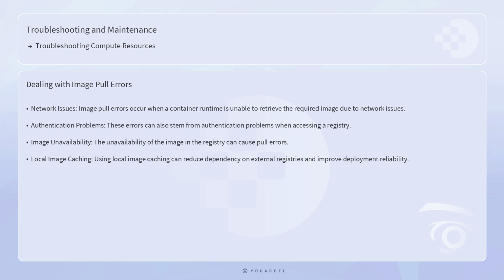Image pull errors occur when a container runtime, such as Docker, is unable to retrieve the required image from a registry. This can be due to network issues, authentication problems, or the unavailability of the image. Ensuring that the container registry is accessible and that appropriate credentials are provided can help resolve these issues. Additionally, using local image caching can reduce the dependency on external registries and improve deployment reliability.